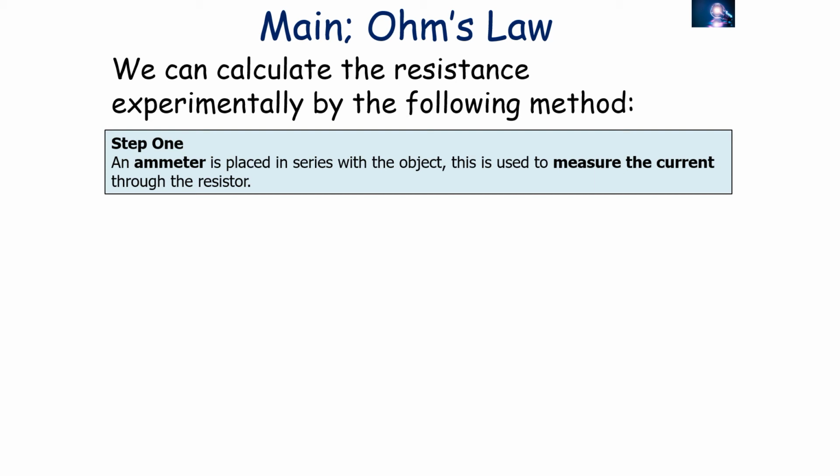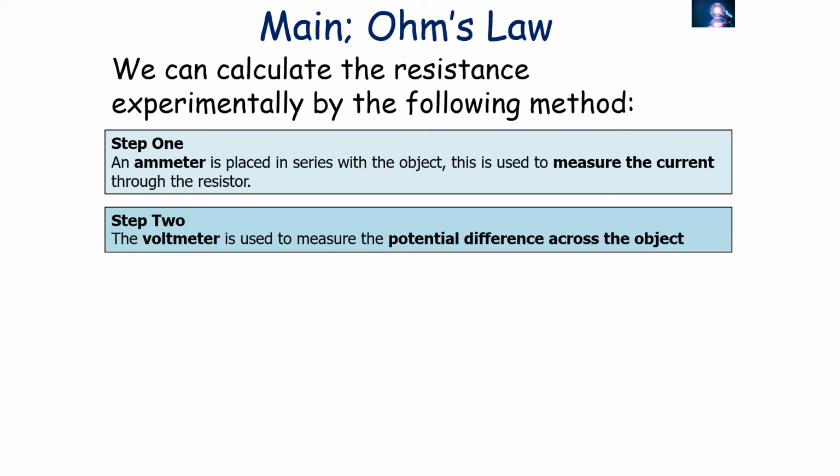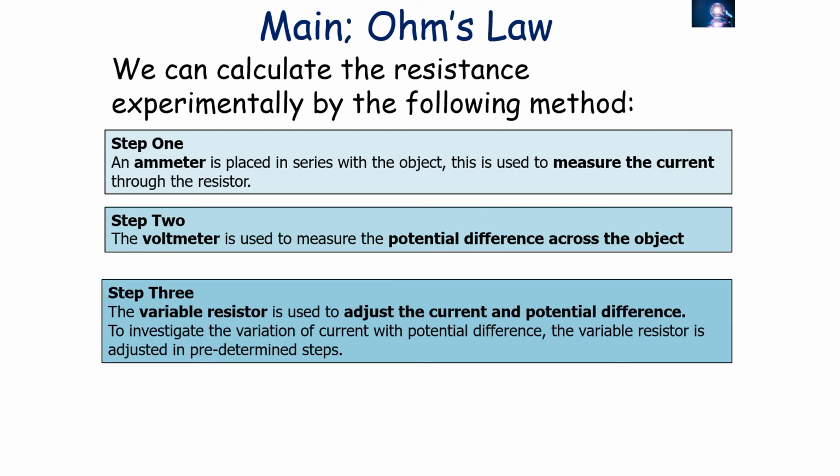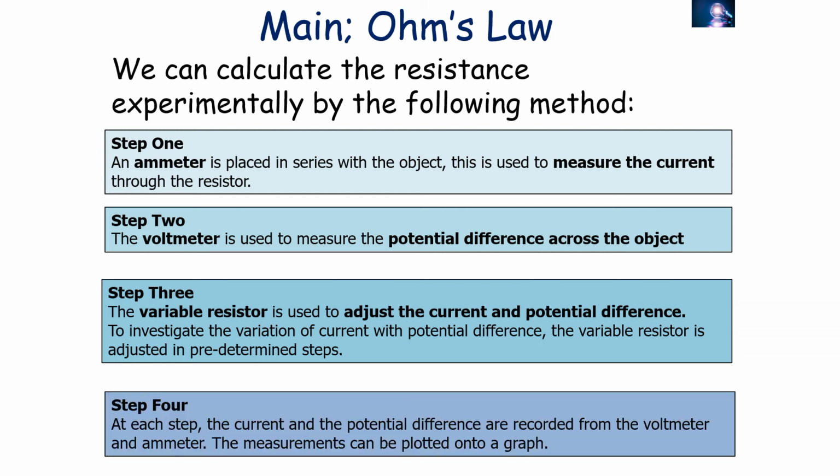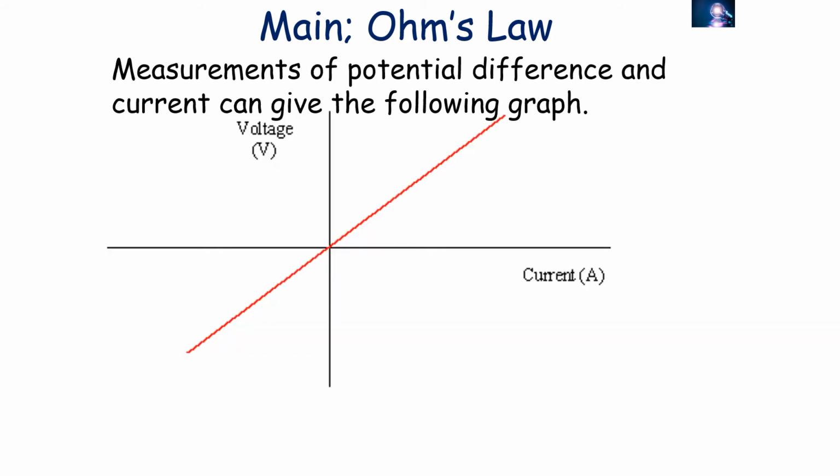An ammeter is placed in series with the object, and the ammeter is used to measure the current through the resistor. A voltmeter is used to measure the potential difference across the object. The variable resistor is then used to adjust the current and potential difference, and you investigate the variation of current with potential difference by adjusting it in predetermined steps. And then at each step, the current and potential difference are recorded from the voltmeter and the ammeter, and the measurements are plotted on a graph. So you can see it as the following.